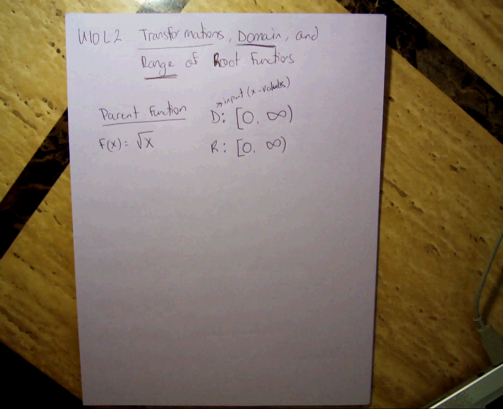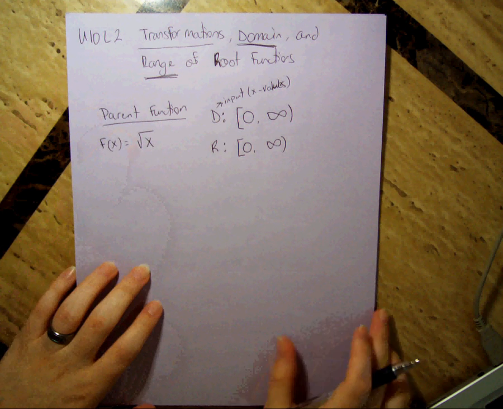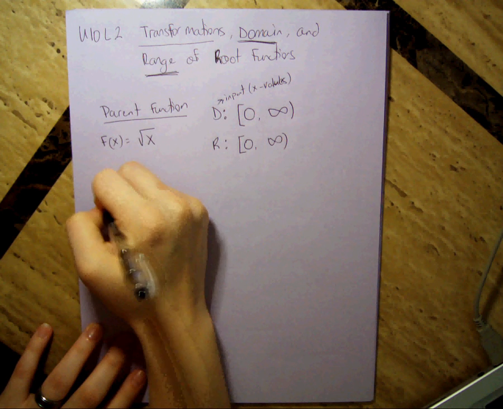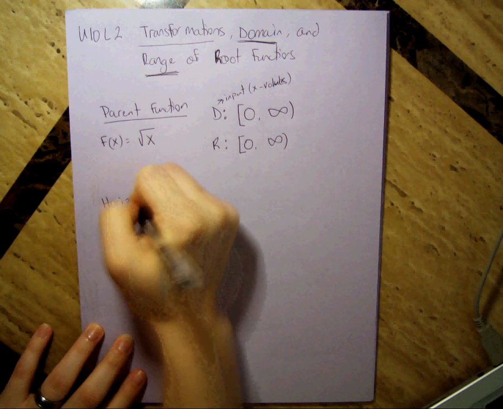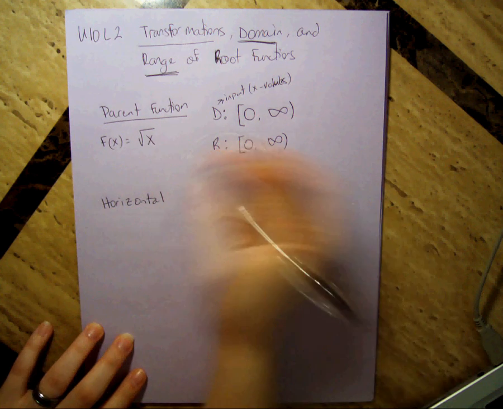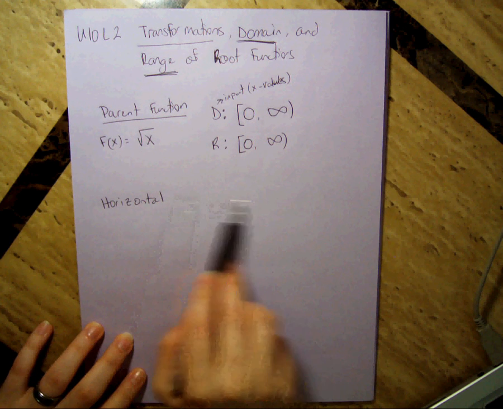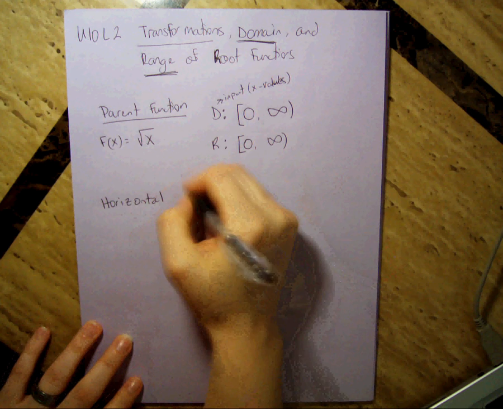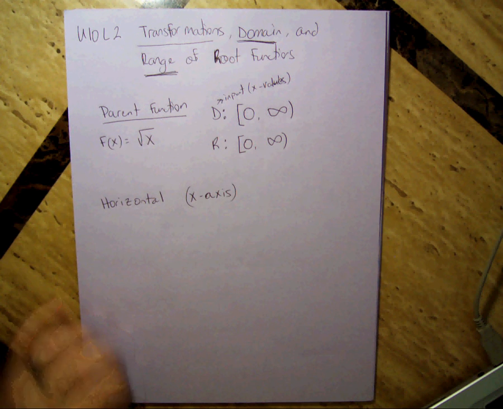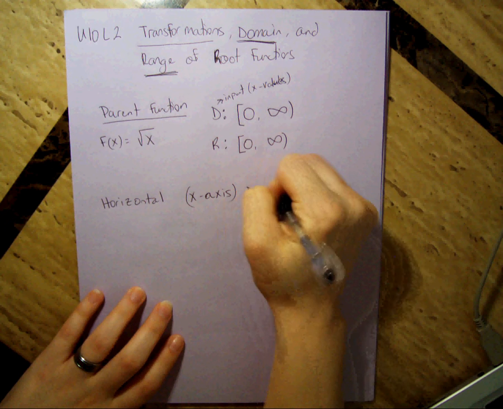So how do I figure out, if I change this, what's going to be the domain, what's going to be the range? If you remember our horizontal transformation, that moved left or right, and so this changes our domain, actually, left or right. So horizontal goes with the x-axis, and so it'll kind of dictate our domain. It does not influence our range at all.